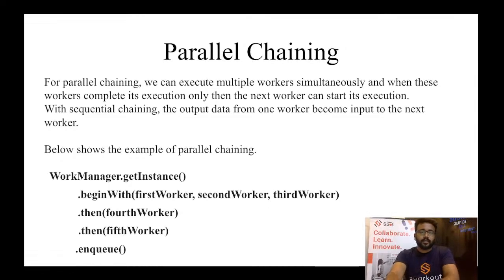Here I have also mentioned an example for parallel chaining. With the work manager instance, I have declared a set of 5 workers here: the instance of the first worker, the second worker, and the third worker. What I'm doing here is beginning the first, second and third workers simultaneously, which will run in a parallel manner. Once all these three workers complete their work successfully, only then, with that output as input to the fourth worker, it will start its execution. Once the fourth worker has completed its work successfully, only then the fifth worker will start its work. The enqueue method ensures that it will be submitting the work to the work manager service.